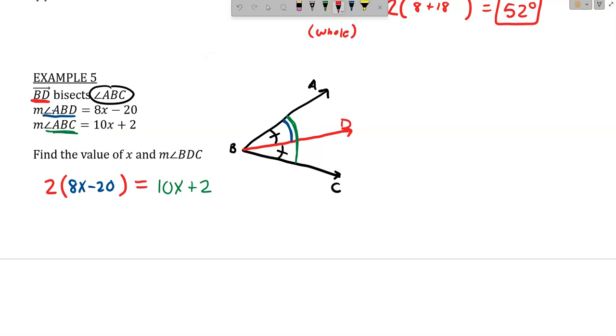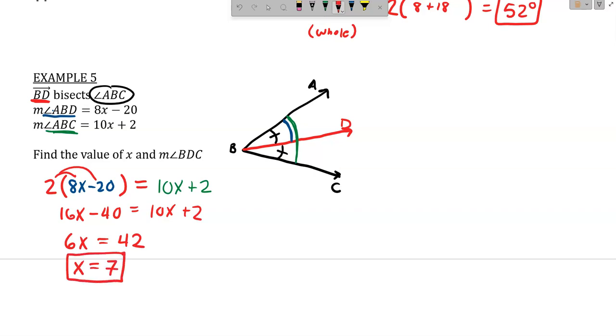All we have to do now is the algebra behind this. So we're going to get 16x minus 40 equals 10x plus 2. I'm just going to do some quick algebra. Subtract 10x to the left-hand side. We're going to add 40 to the right-hand side. That's not going to be 40. It's going to be 42, remember, 40 plus 2. Divide both sides by 6. And there's our answer, x equals 7.